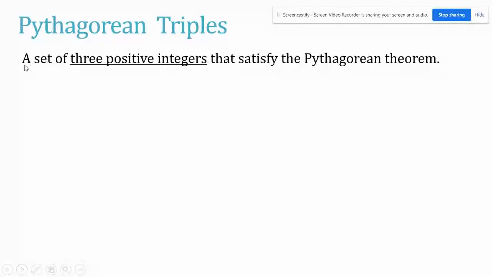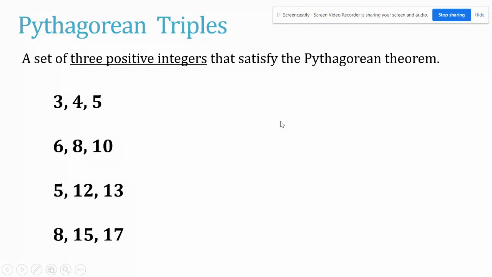Pythagorean triples. This is a set of three positive integers that satisfy the Pythagorean theorem. So here's a list, and the list goes on and on. So this is just a few. These are all numbers where if we were to take these three numbers and plug them in for a, b, and c into the Pythagorean theorem, they're going to work every single time.